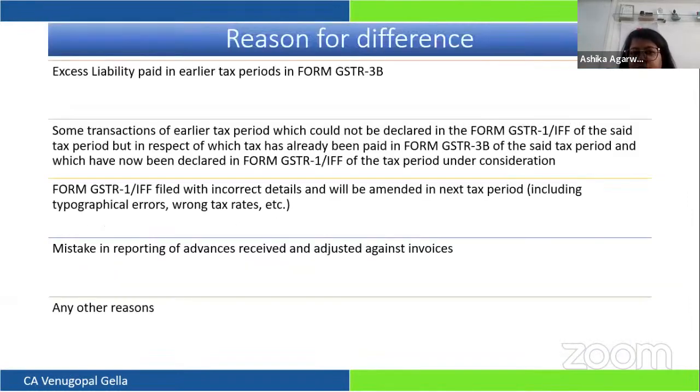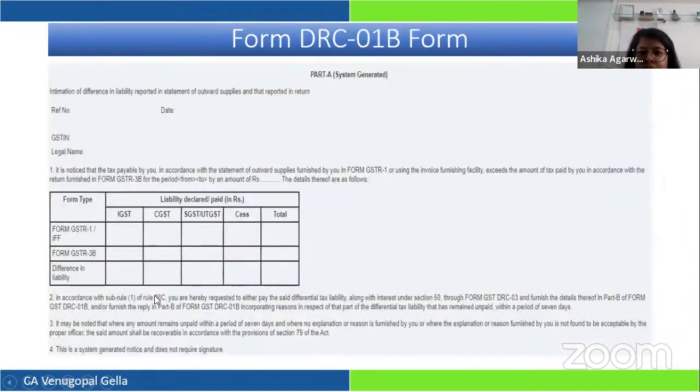Form DRC 01B, we have already discussed. These are the 5 things: 4 are specific, 1 is for any other reason. This is the format within which they will issue.